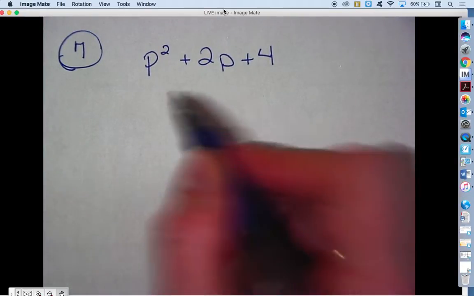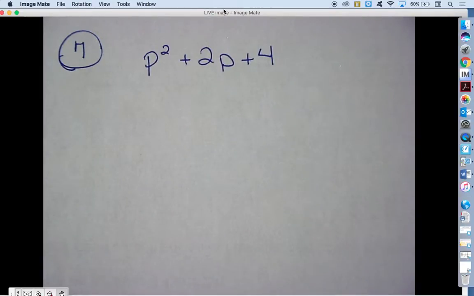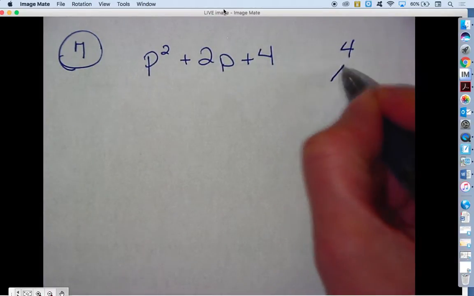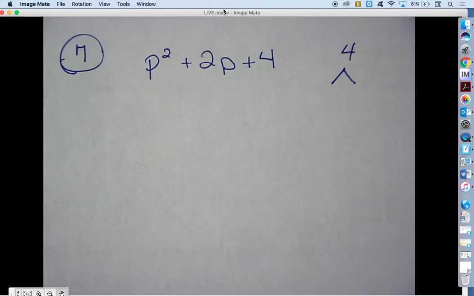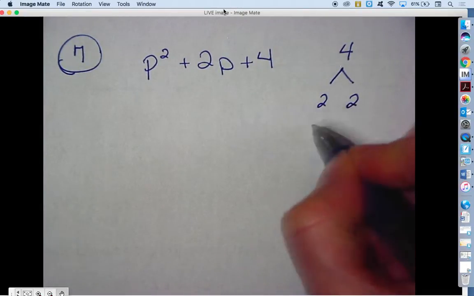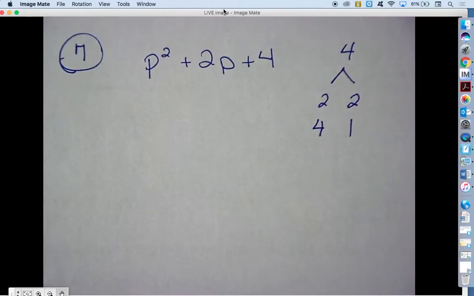Because the 4 has to be negative. Very false. Wait, Sam, what multiplies together to be 4? 2 and 2, or 1 and 4, 4 and 1. Will they ever combine to be a 2 in the middle? Oh, no. Because if you add 2 and 2 together, you get 4. If you subtract them both, you get negative 4. That's not going to be a 2.